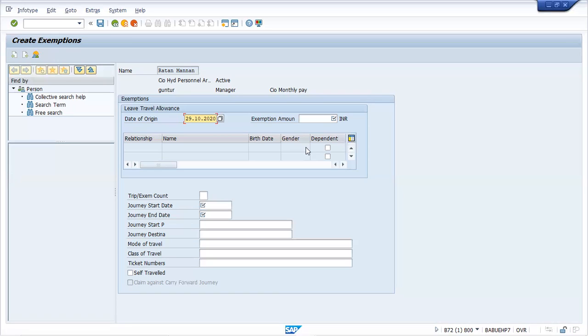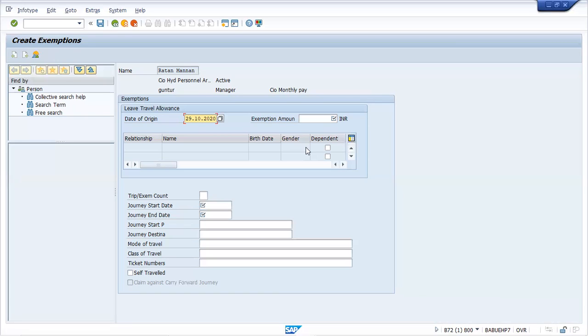Similarly, the journey start place and destination. Suppose you went from Guntur to Himachal Pradesh, then Guntur is your starting point and the destination is Himachal Pradesh. The mode of travel is free text, so you can mention flight plus buses plus local travel. The class of travel is not that mandatory; for a flight, business or economy class, for a train, 2 tier, 3 tier, first tier AC.